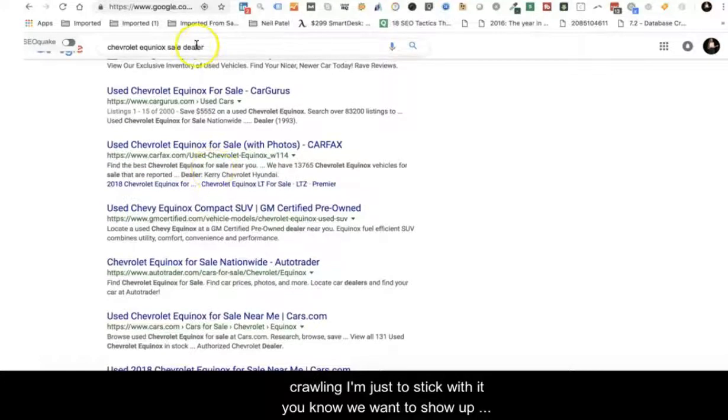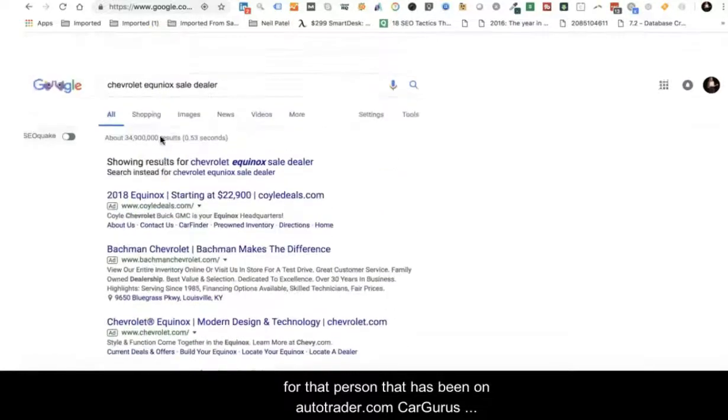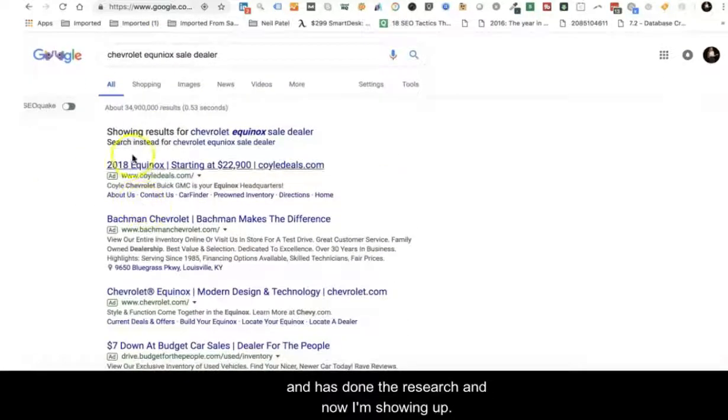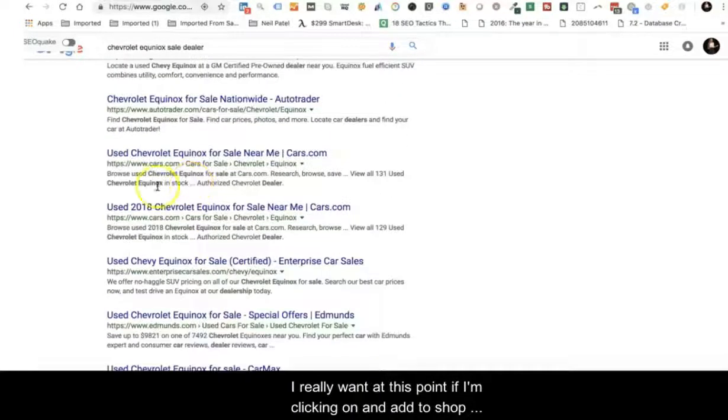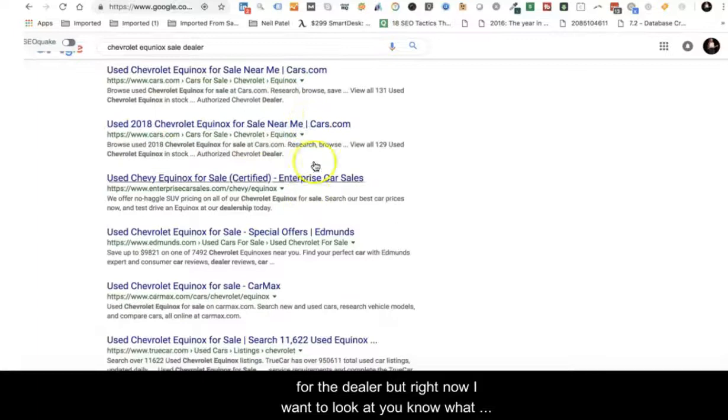We want to show up for that person that has been on autotrader.com, Car Gurus, and has done the research. And now I'm showing up for that person that's looking for the best dealership. I really know already what the starting price is of the Equinox. I really want at this point, if I'm clicking on an ad, to shop for the dealer. But right now I want to look at what is showing up. Notice this near me, cars.com. I love that they started incorporating this because this near me is something that consumers are utilizing.